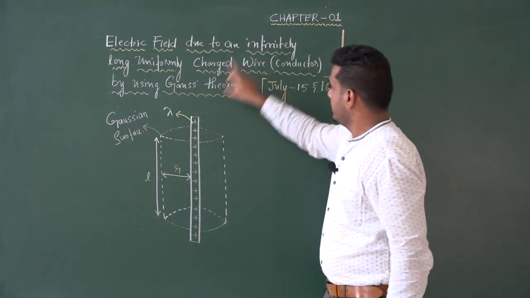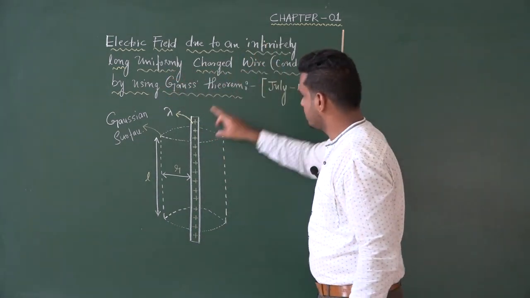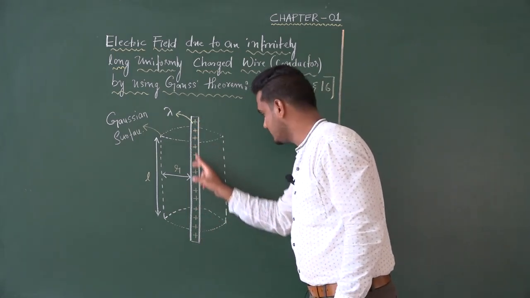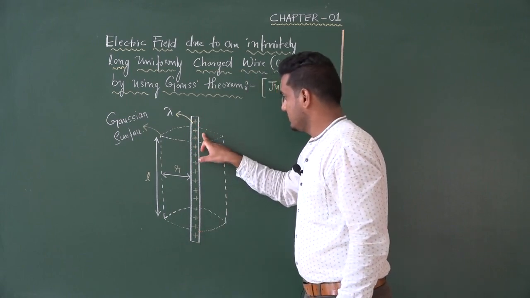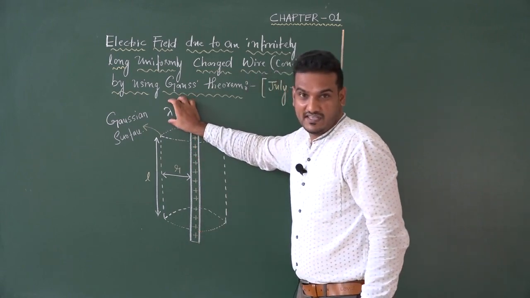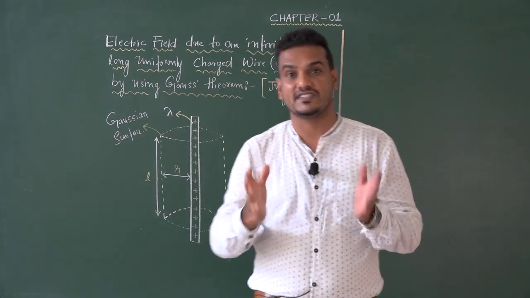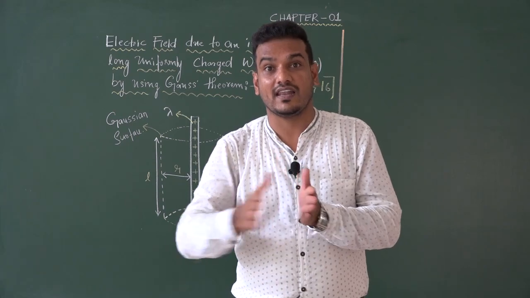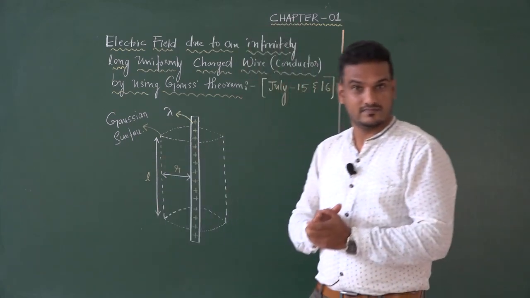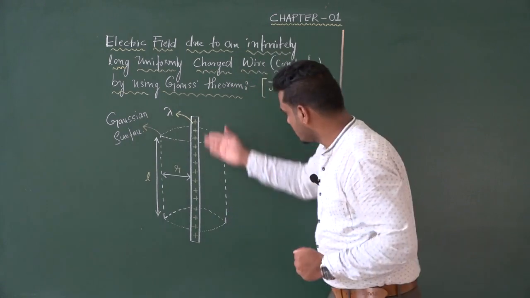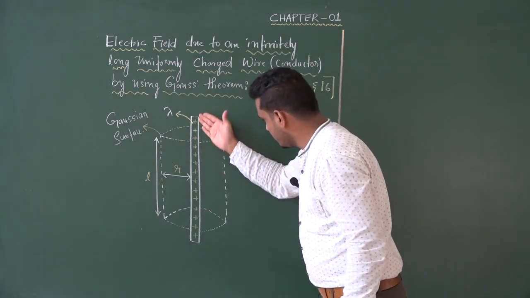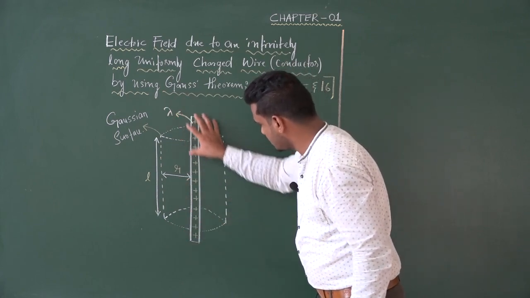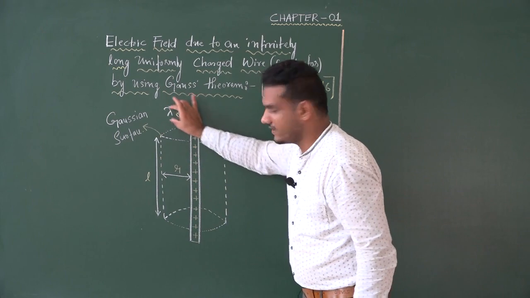I consider an infinitely long uniformly charged wire. This is the wire or a conductor. This is a positively charged conductor I consider, having linear charge density. What is linear charge density or linear charge distribution? The charge distributed along a line, it may be straight or curved. We learnt in the last class itself. So look at this, the charges are distributed along a line. So this is linear charge distribution, linear charge density represented by lambda.